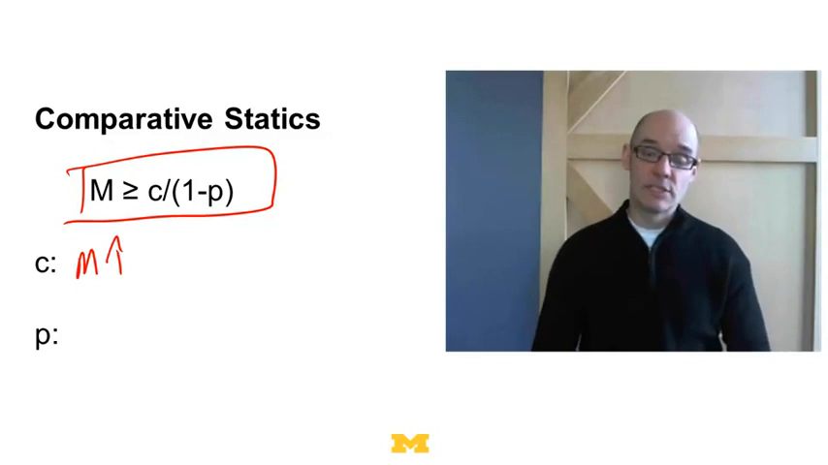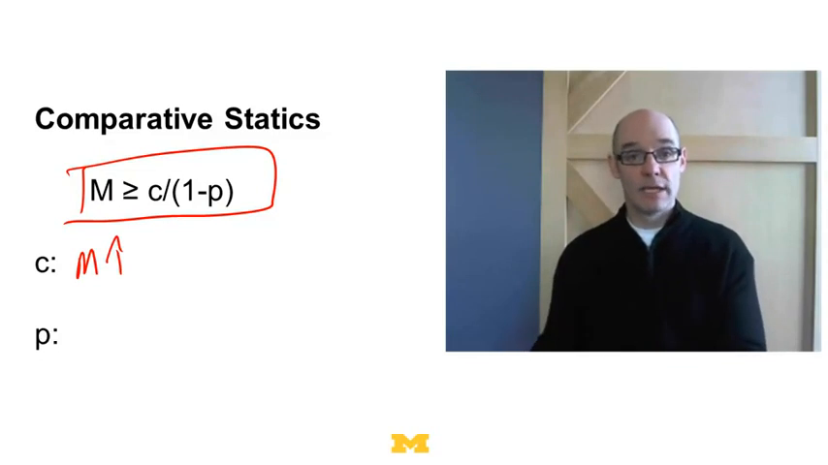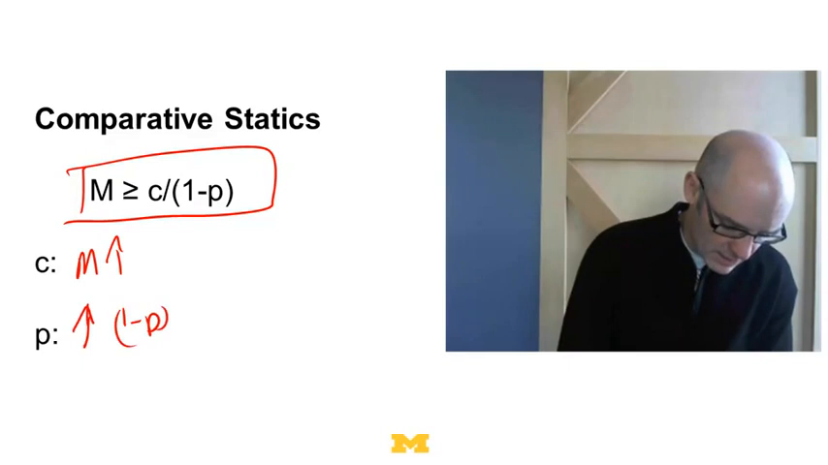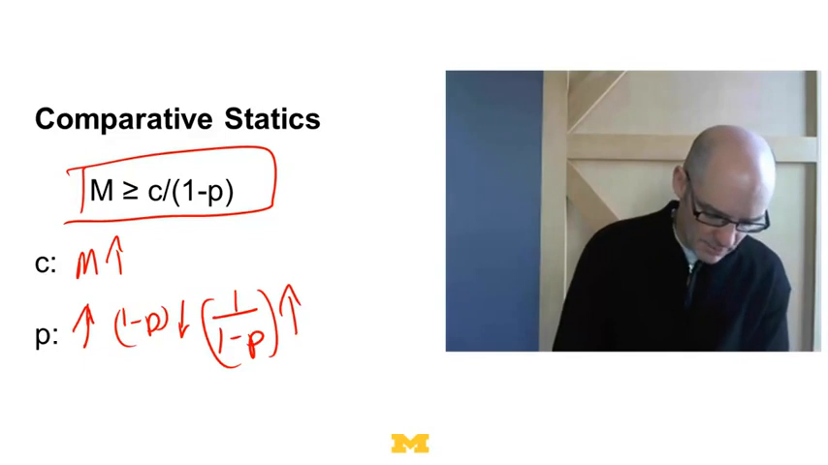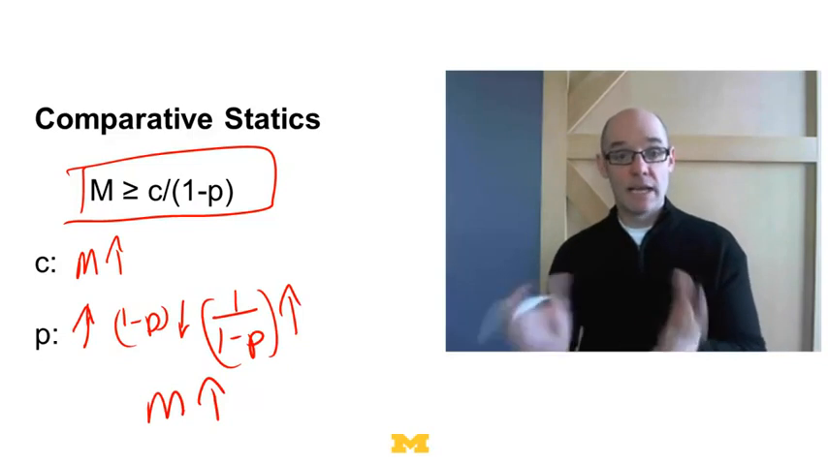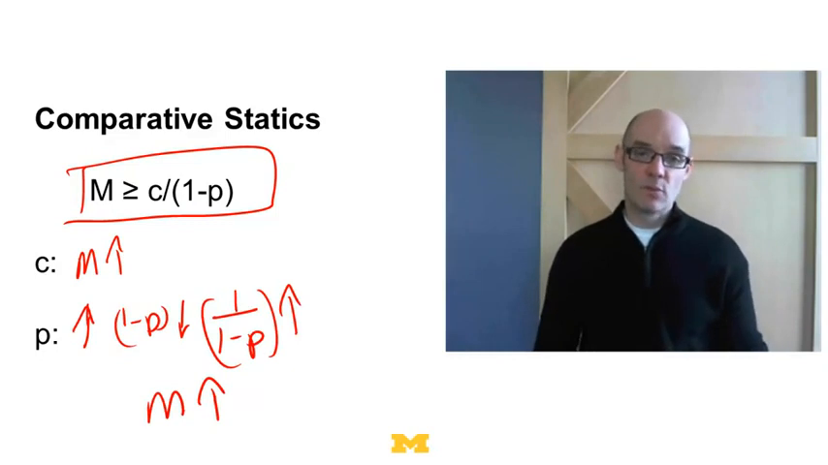What about P? Well, this is complicated. P is the probability that someone who slacks off still gets a good pot. Well, if P goes up, that means 1 minus P goes down, but it means 1 over 1 minus P goes up, so it means that M goes up. So what we get here is that if the probability someone gets a good clay pot anyway increases, I also have to pay people more. And the reason why is because if they think about it, there's more incentive to slack off because there's a higher probability I'm going to get a good outcome anyway.